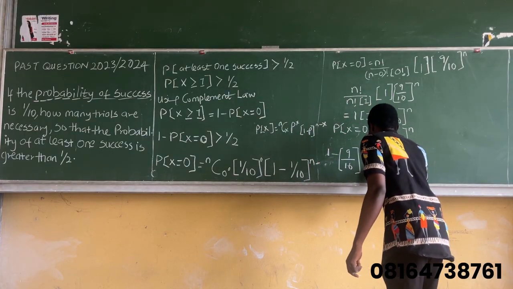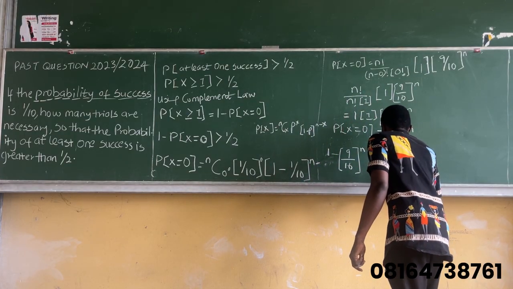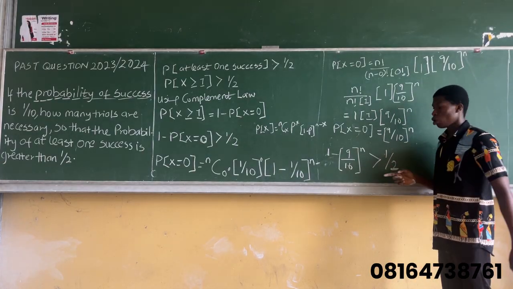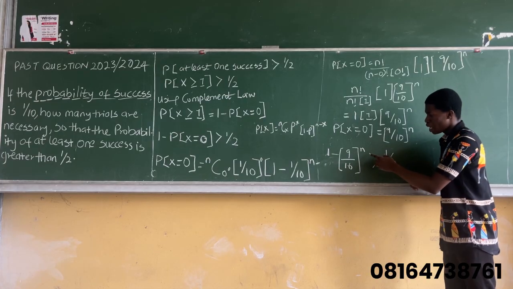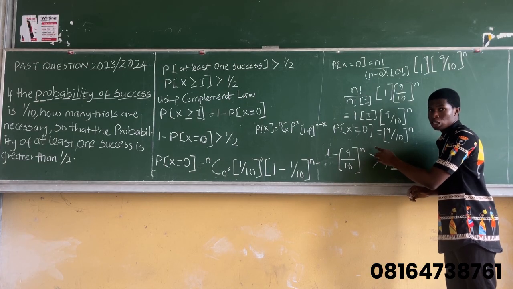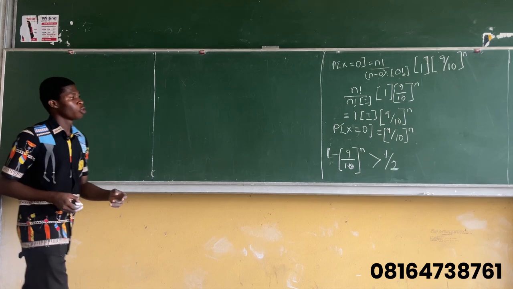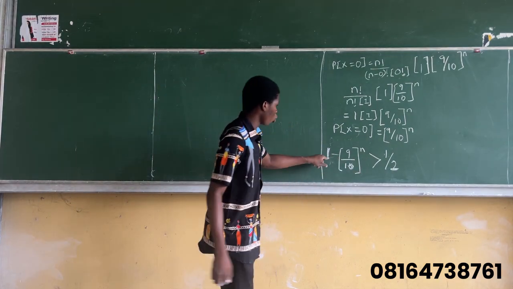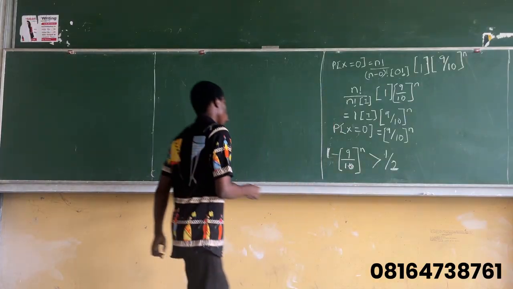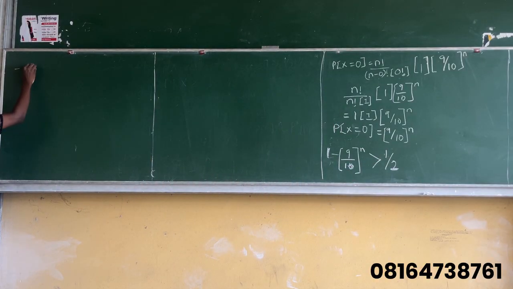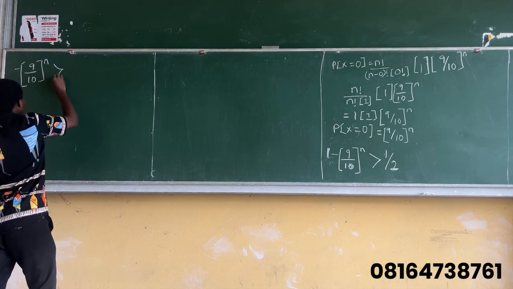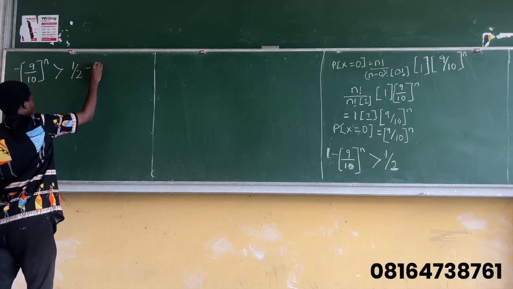is greater than 1 over 2. You see, the equations are coming to life. Just think of this as an equal to, but it's a greater than sign. So we are going to be making n the subject of the formula from this equation. So now, we'll make n the subject of the formula from this point. So taking this 1 over to this other side, we'll be having minus 9 over 10 raised to power n is 1 over 2 minus 1.